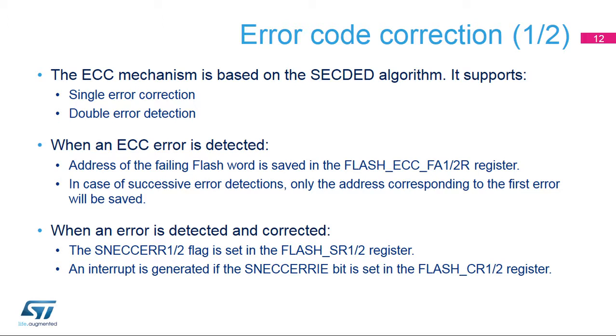When an ECC error is detected, the address of the failing flash word is saved in the flash ECC FA 1 or 2 R register. In case of successive error detections, only the address corresponding to the first error will be stored. This register is automatically cleared when the associated flag that generated the error has been reset.